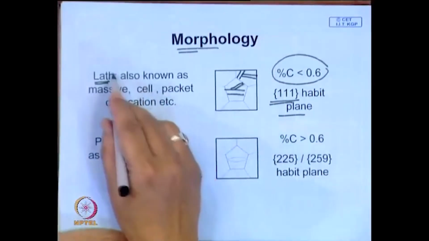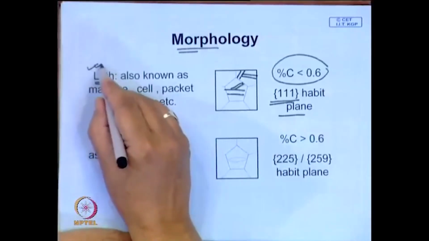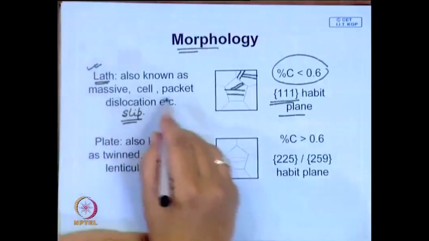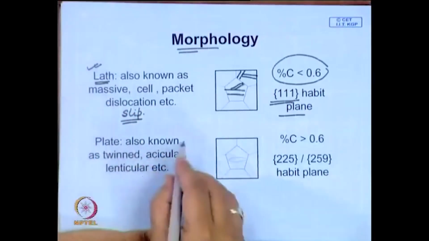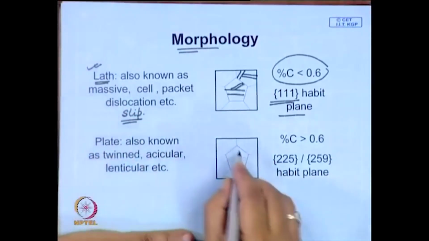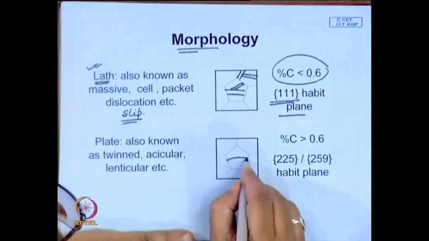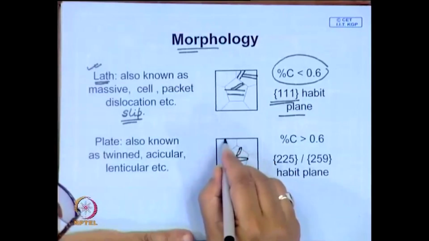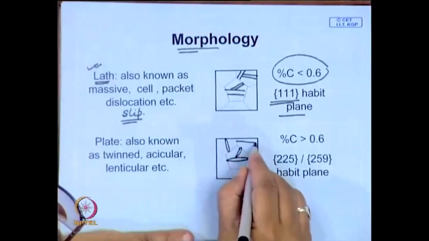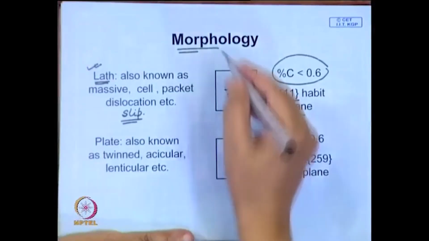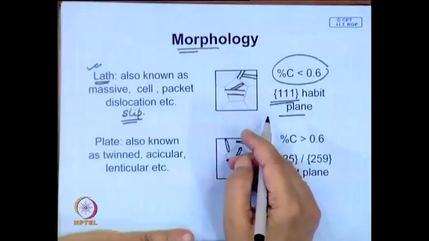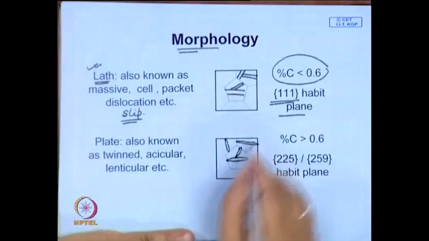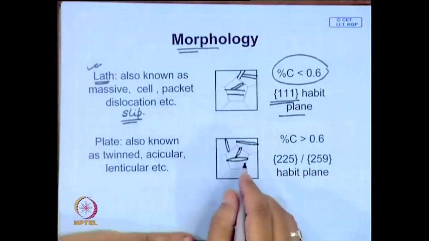The present name is lath, but it has been known by several other names earlier also, which is shown here. The other one, where you have an irrational plane, is a needle-like structure, and this is the structure. In this case, the interface movement, whether it is lath or plate type martensite, is very fast. It moves almost at the speed of sound.